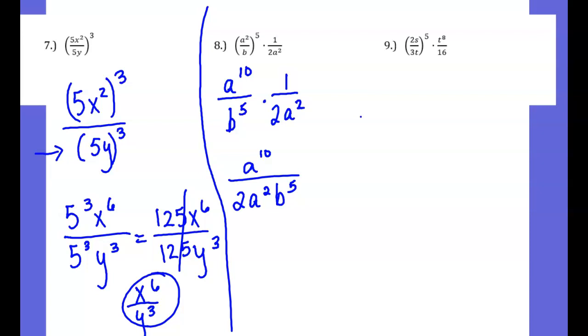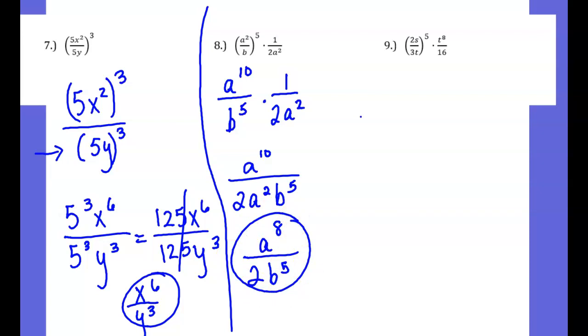Okay? All right, we're not done yet, because if you notice, we have two occurrences of the a variable. You should only have one occurrence of each variable when you're complete. So now we're dividing a to the 10th divided by a squared. Well, we learned last class that you subtract the exponents when you have the same base. So when we do that, we end up with a to the 8th divided by 2b to the 5th.